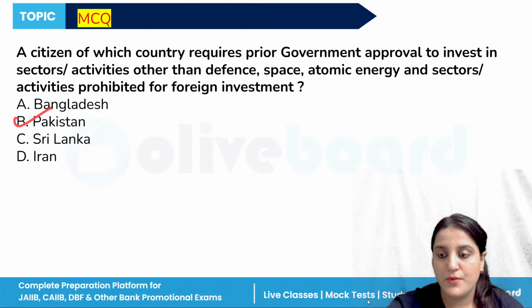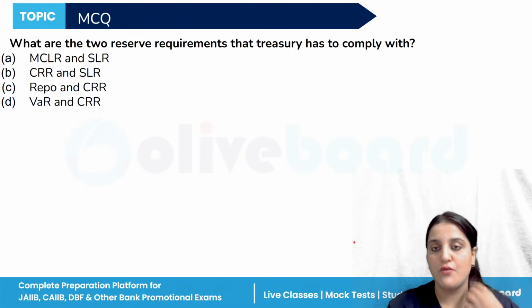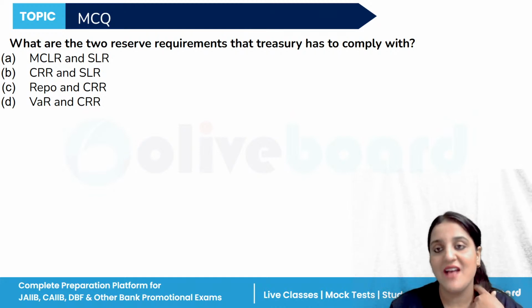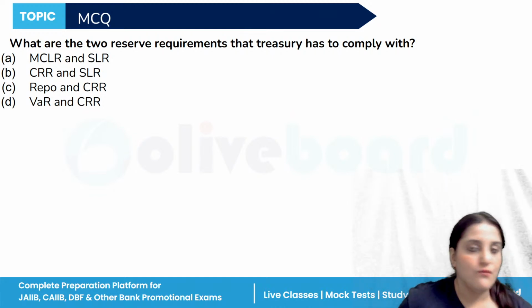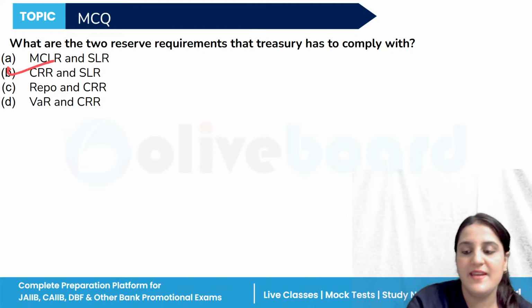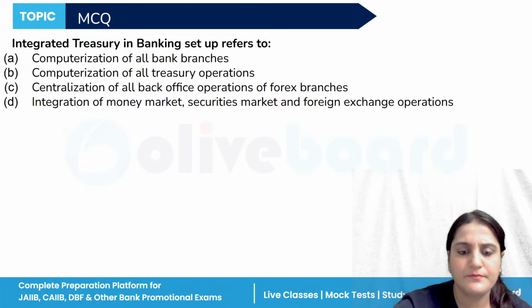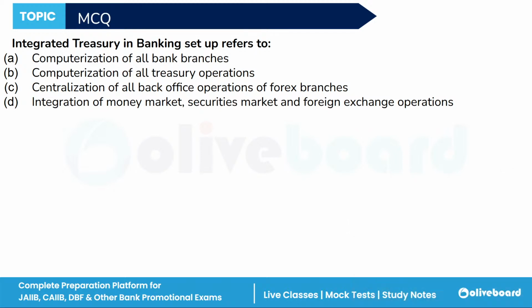Moving to the next question. Okay. What are the two reserve requirements that Treasury has to comply with? The two reserve requirements are CRR and SLR. Integrated Treasury in banking setup refers to. Tell me about this question.